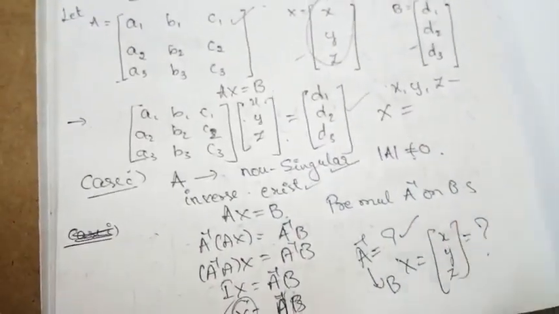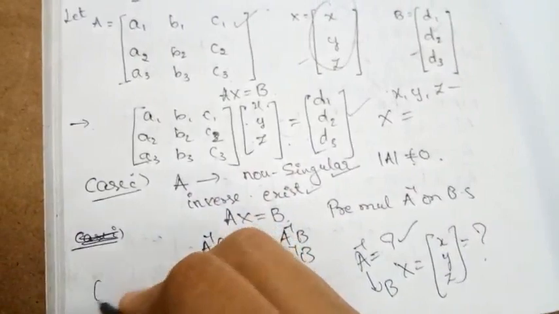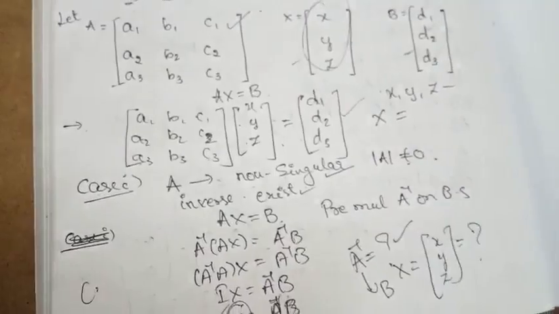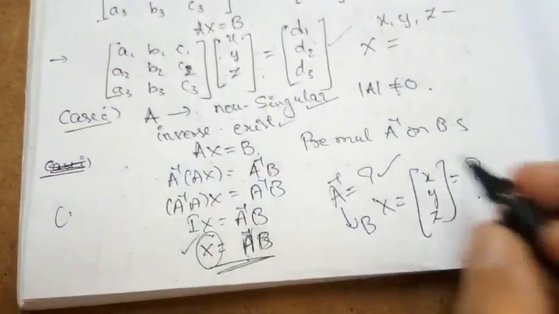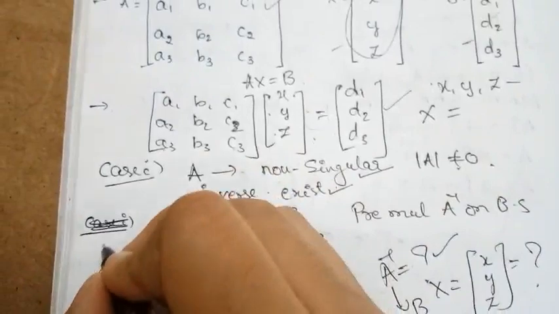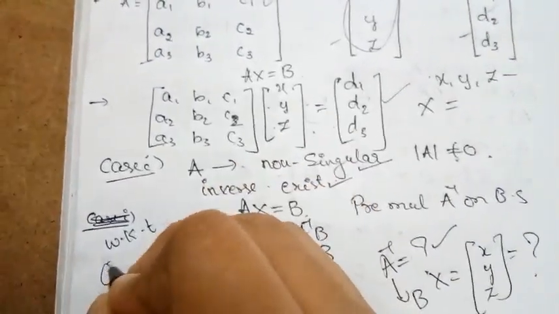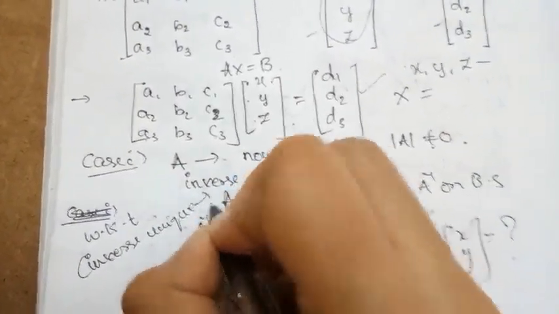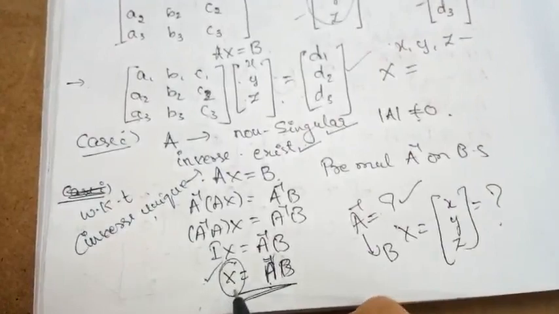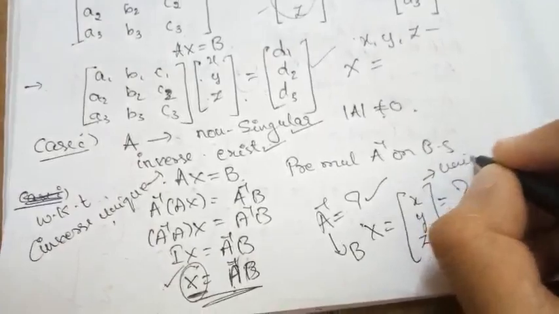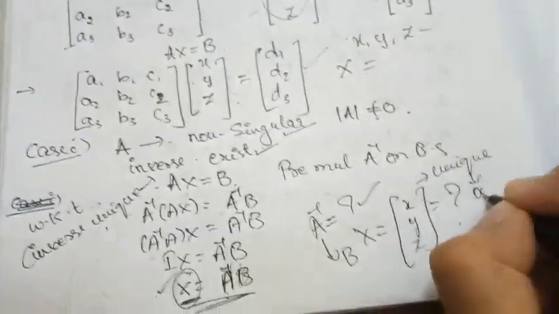Let us see case 2, which is when A is singular. But before moving to case 2, let us make things clear here. We got X = A inverse B. We said the inverse exists, and we all know that the inverse is unique, right? Since the inverse is unique, whatever value I get here for x, y, z is unique. That is, it has only one solution.